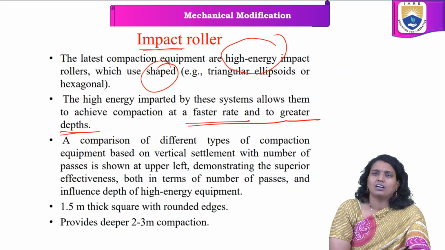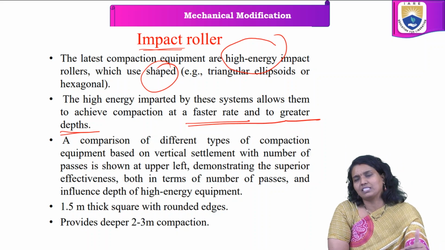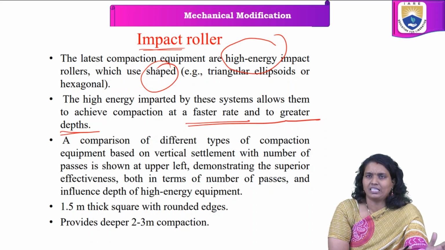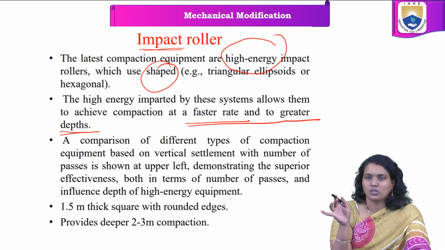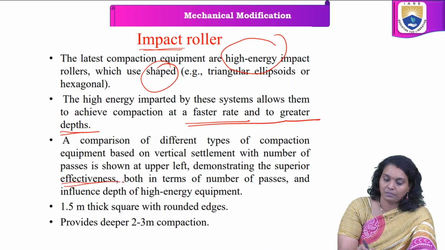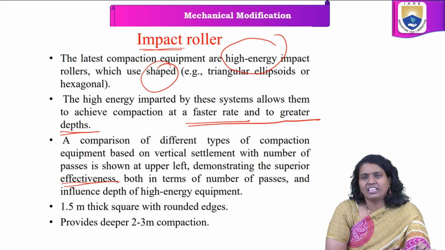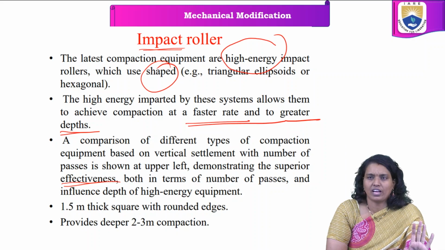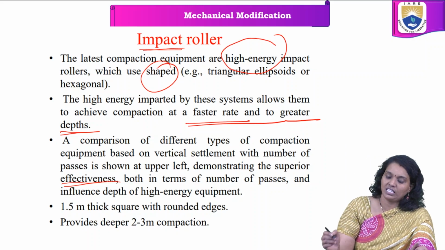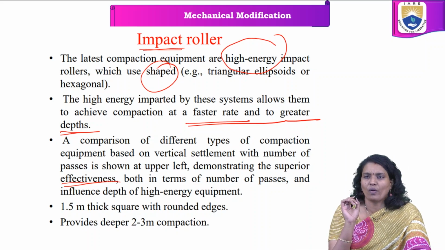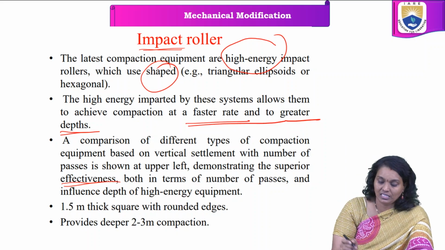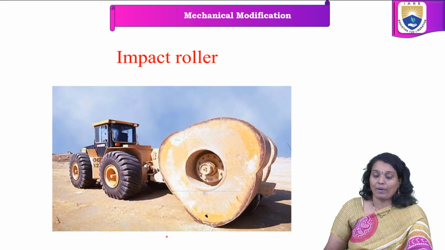Whether it is highway road works, building works, or settlement of foundations, it depends upon the work and what we exactly require for the vertical settlement, and the number of passes also plays a role in the effectiveness of the rollers. So the major thing to understand in these rollers, coming to the impact rollers, is that they are high energy equipment and depend on how many times they pass. The impact roller is 1.5 meters thick, square with round edges, and provides deeper compaction of 2 to 3 meters. It's very high.